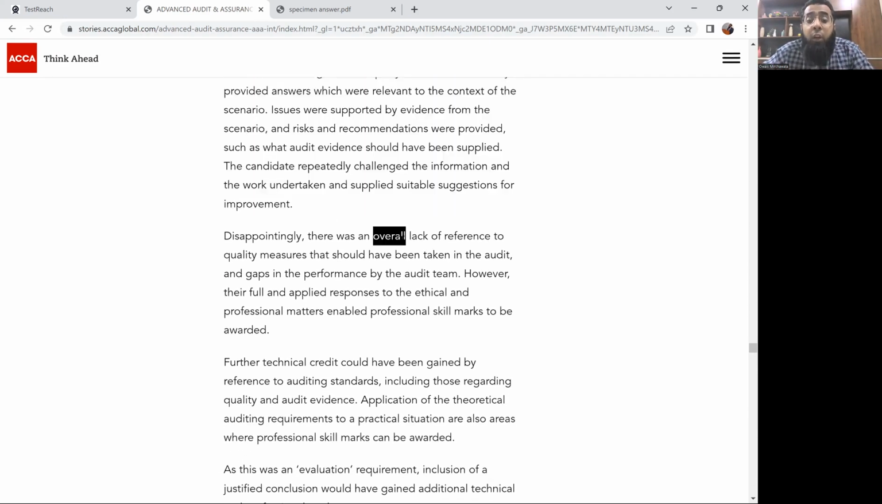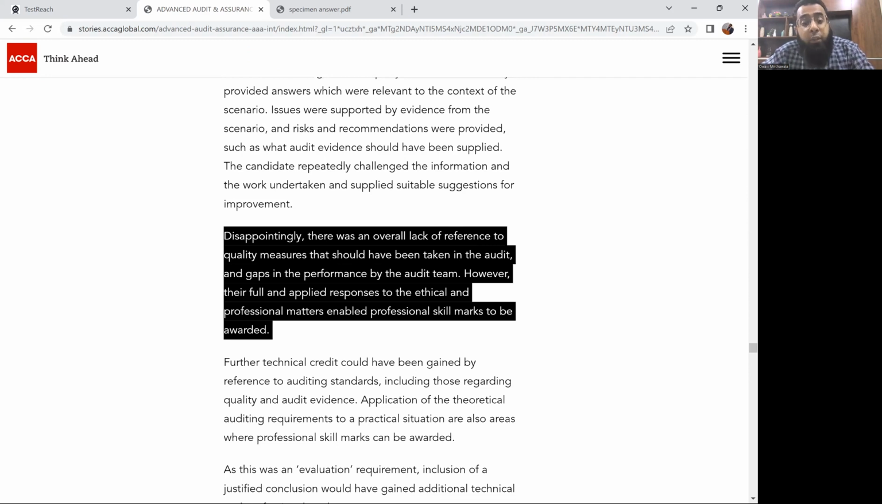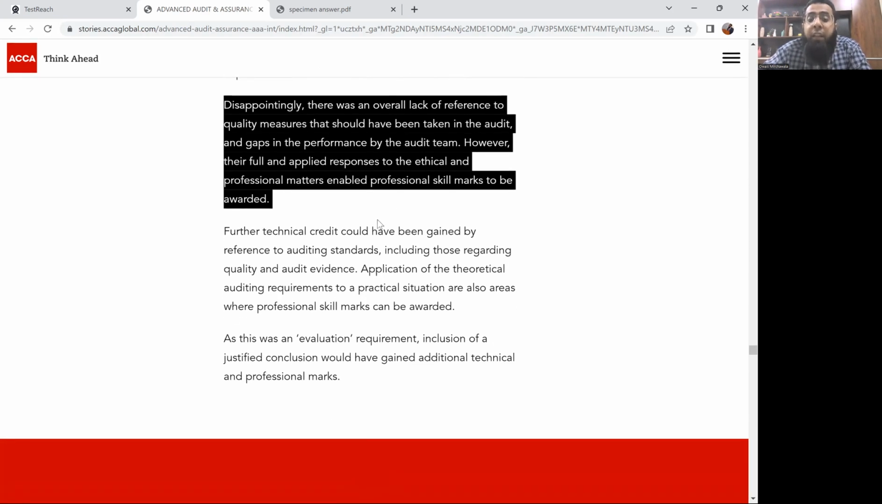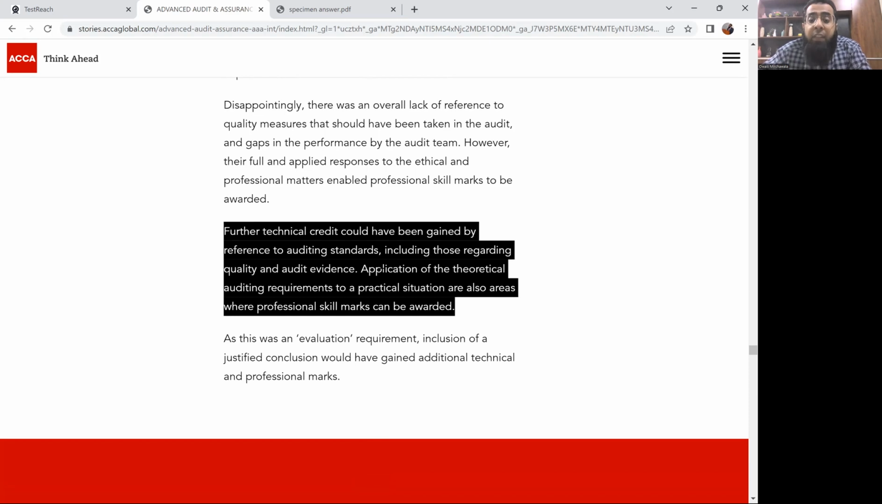Disappointingly, there was an overall lack of reference to quality measures that should have been taken in the audit and gaps in the performance of the audit, as we identified that he missed many points relating to the technical and quality issues. If I refer to the data analytics tool, he didn't refer that it was not used sufficiently. He didn't identify that only 8 hours were spent on going concern. So many such points were missed. Further technical credit could have been given by referencing auditing standards, including those on quality and audit evidence. Application of theoretical auditing requirements to a practical situation is also an area where professional marks can be awarded.